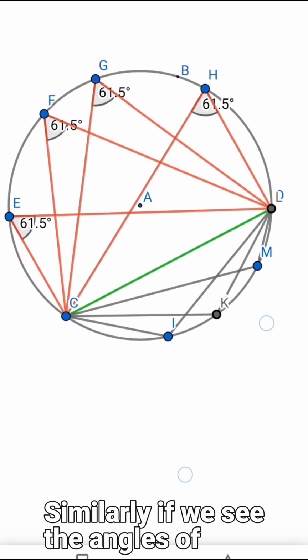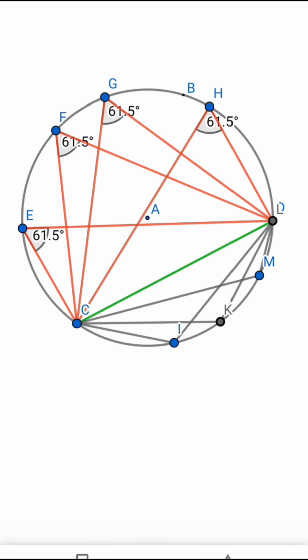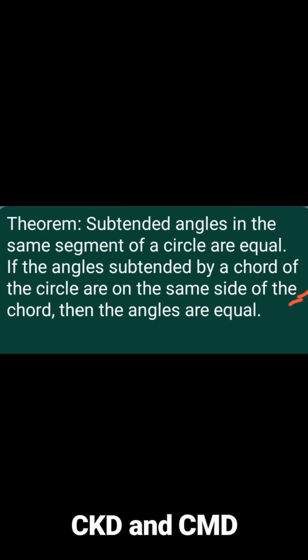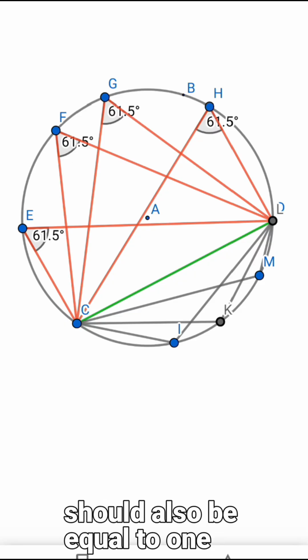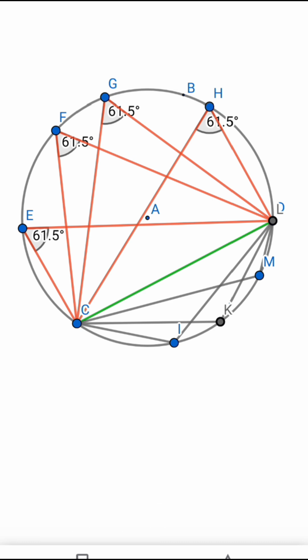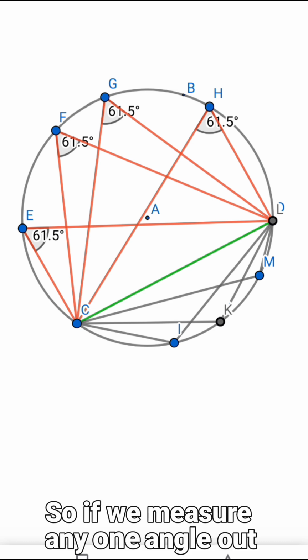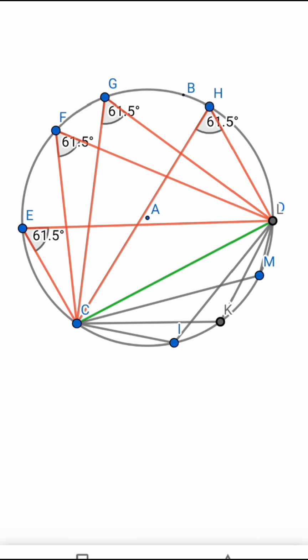Similarly, if we see the angles of the minor segment, that is angles CID, CKD and CMD, as per this theorem, they should also be equal to one another because they all belong to the minor segment of the circle. So if we measure any one angle out of these, or if we know any one of them, then we can easily understand that the remaining angles would also be the same.